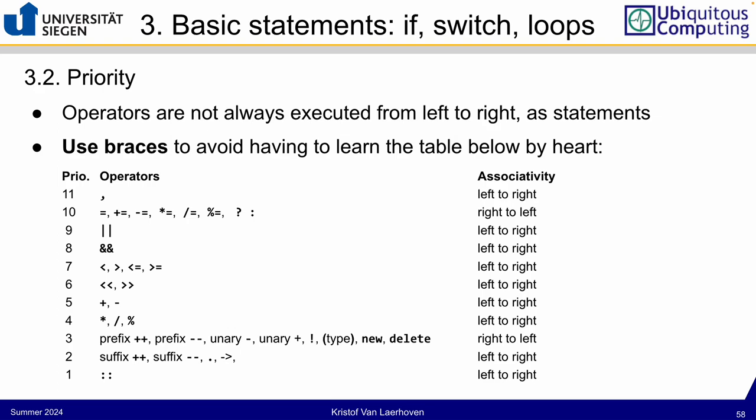For operators, you also have a priority. So some operators are more important than others, and therefore those are executed first. So it's not always that everything is executed from right to left. Sometimes it's also from left to right, or somewhere in the middle. And it depends on the operator itself. Again, here, my advice would be to just forget about this and always use braces. Just like with the explicit conversion, use braces. Braces don't take that much space, and they're much more explicit of what you want to do.